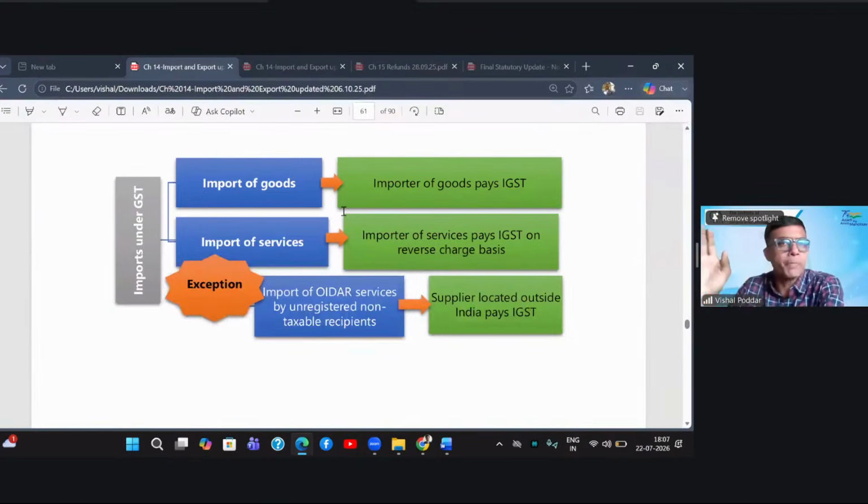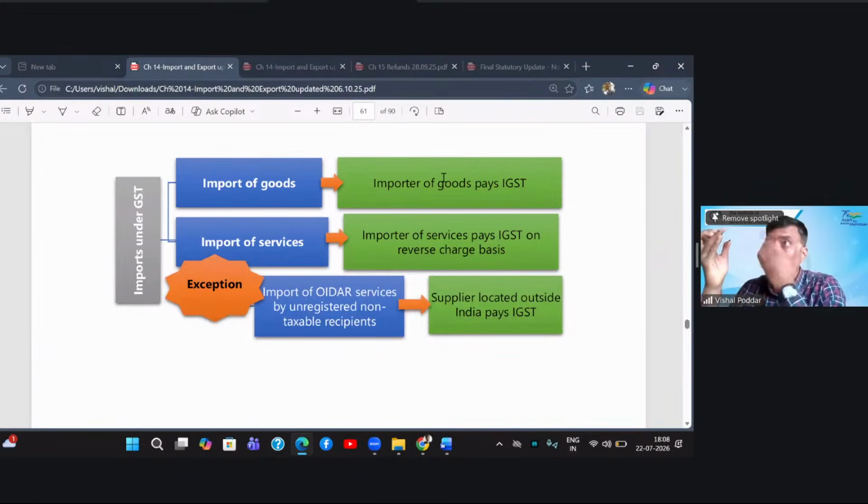So there will be no consideration of what would be the nature, it will always be interstate. Now coming to what is import under GST. When we go to the definition of import of goods, again, as I said, that will be similar to what you find in customs law. But right now, before we go to the definition, we are trying to understand the tax implications. As far as imports are concerned, when it is import of goods, the importer in India will be paying IGST.